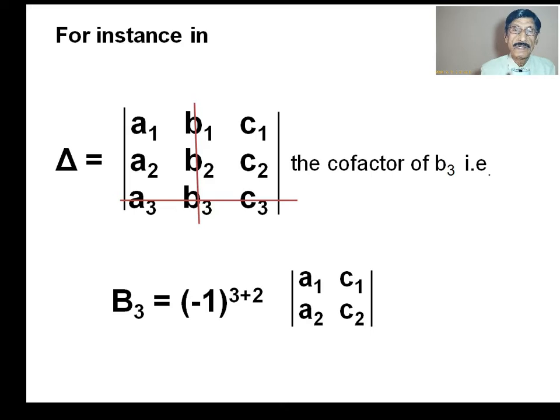An example has been given of a third order determinant in which we are finding the cofactor of B3. Therefore, second column and third row has been deleted. Now, the cofactor of B3 is equal to minus 1 raised to the power 3 plus 2 into a determinant of second order, that is A1, C1, A2, C2. The cofactor is denoted by a capital letter.